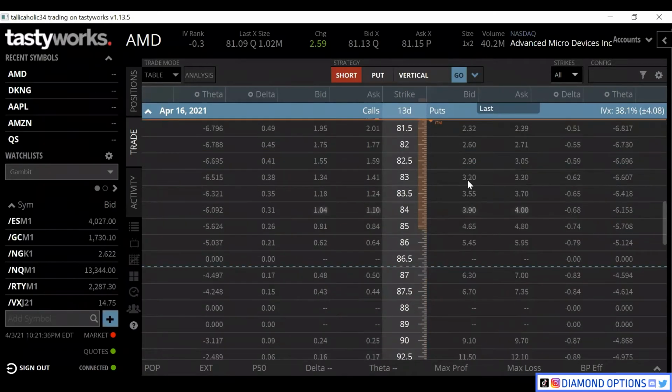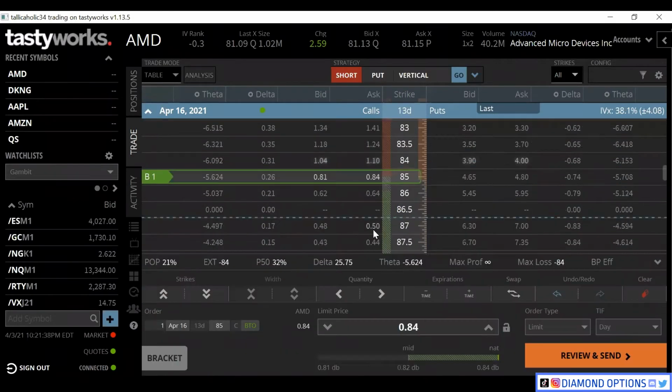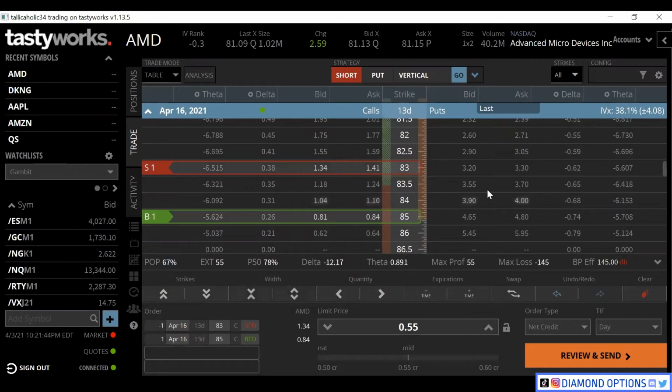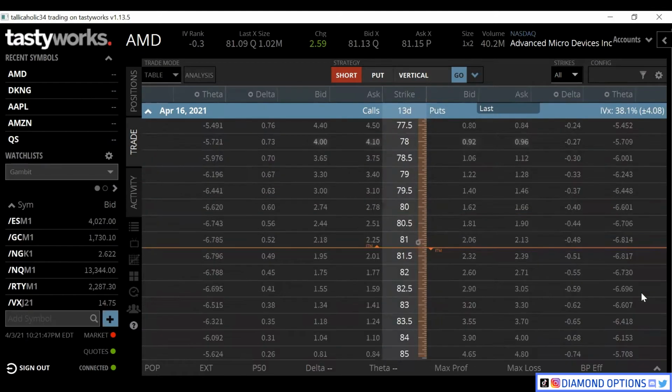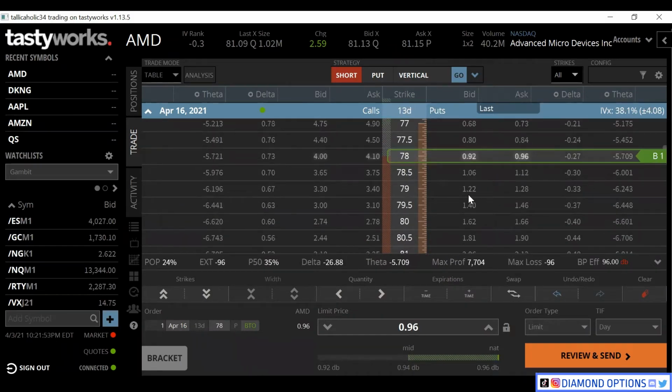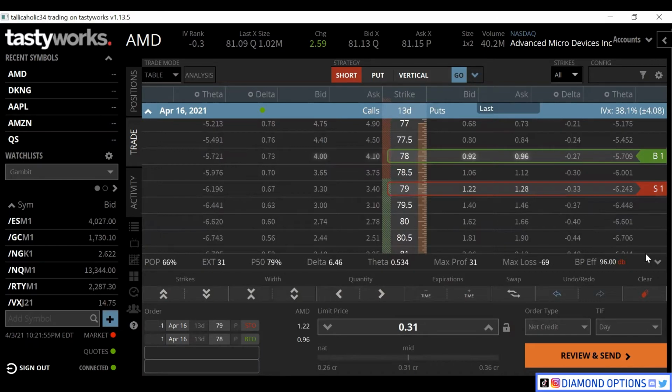So what we would do is we would purchase a call, and then we would sell a closer in the money call, and then same with the puts. We would go over here and we can purchase a put here, and then we would sell a further in the money put, and that would create a credit spread.